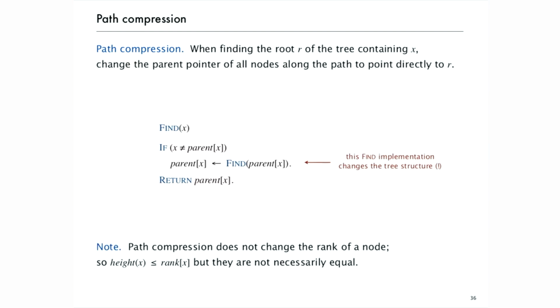So this fine implementation changes the tree structure, right? If X is not the parent of X, what is the parent of X? Find of parent of X, and return parent of X. Notice that path compression does not change the rank of a node. Path compression does not change the rank of a node. What I mean is in implementation, not in reality. We have to prove all those properties if we apply these heuristics.